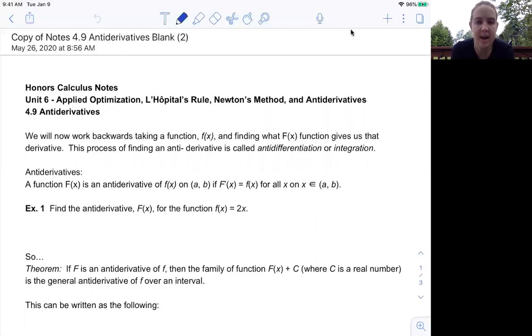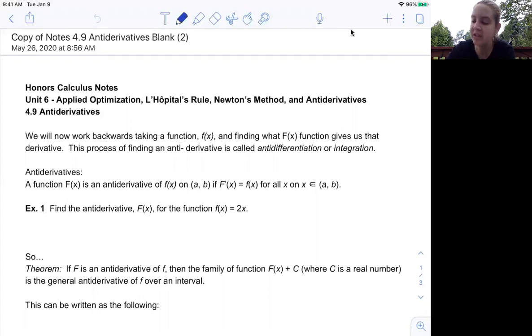A function, capital F of x, is an antiderivative of f of x on the interval from a to b if F prime of x equals f of x for all x on that interval from a to b. That's a mouthful. So for example 1, find the antiderivative F of x for the function 2x.